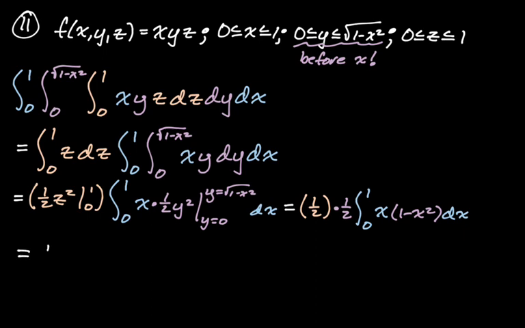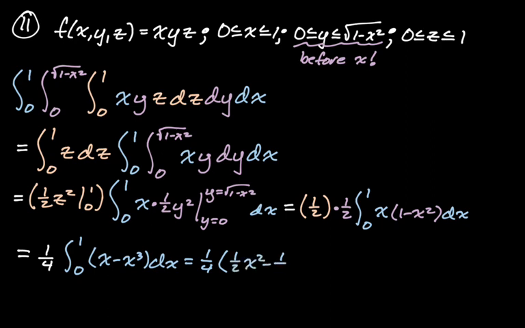I'm going to distribute, which I think is what everyone would do. And now we're just reversing the power rule, and we just have to be a little careful. So it'll be 1/4. Then we have 1/2 x squared minus 1/4 x to the 4th, going from 0 to 1. When you plug in 0, everything zeroes out. So you just get 1/4 times the quantity 1/2 minus 1/4, which is 1/4 times 1/4, which is 1/16.